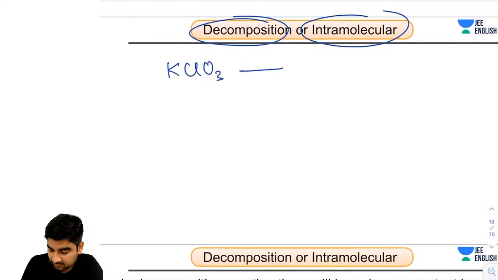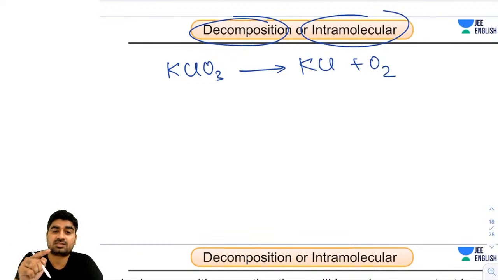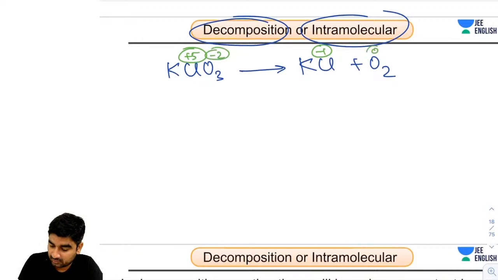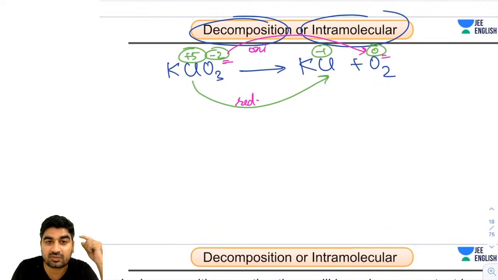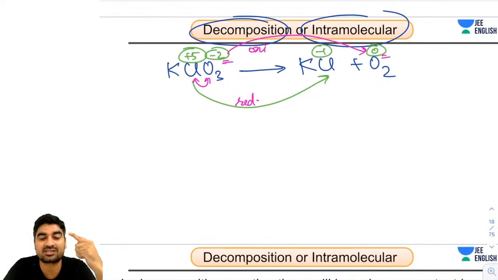Let me write a reaction. Yes, this is a decomposition redox reaction. How? Now this is +5, −1, −2 and 0. Here you can see chlorine is reduced from +5 to −1 and oxygen is oxidized from −2 to 0. So guys, here reduction of chlorine is taking place and oxidation of oxygen is taking place, and exchange of electron is occurring within the atoms of the same molecule. Here oxygen is losing the electron and chlorine is gaining the electron.